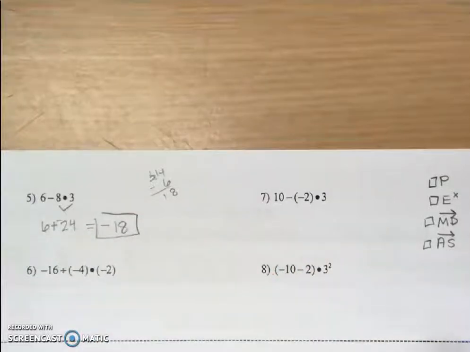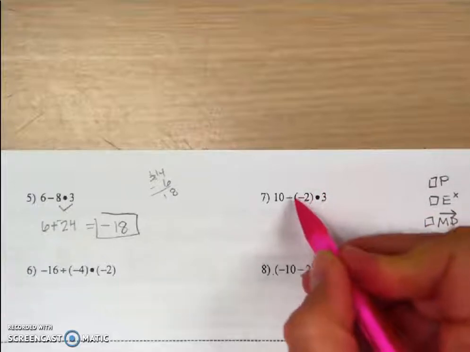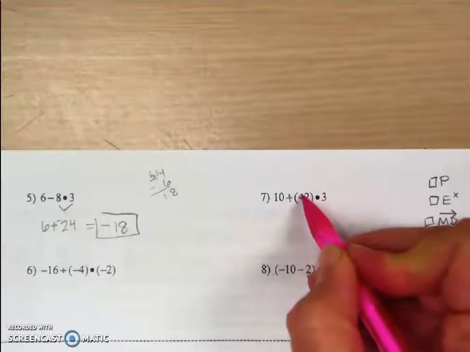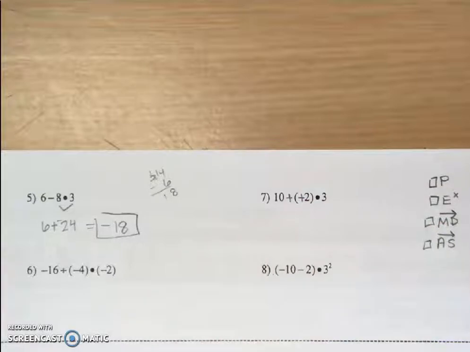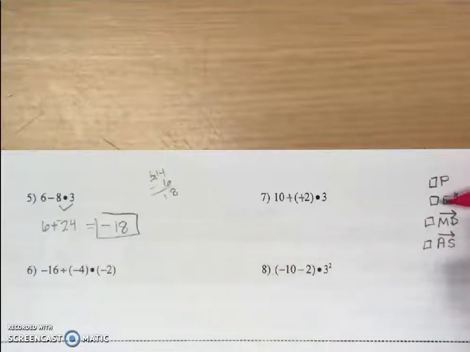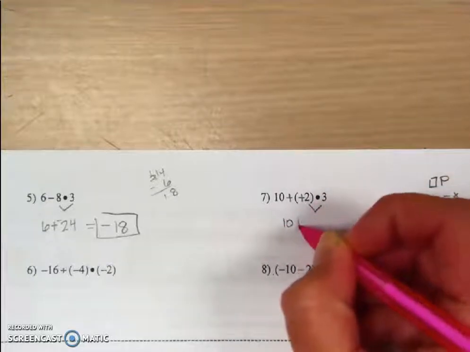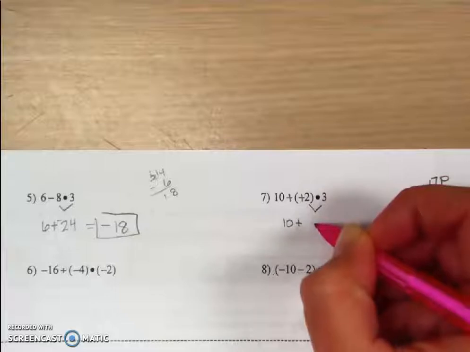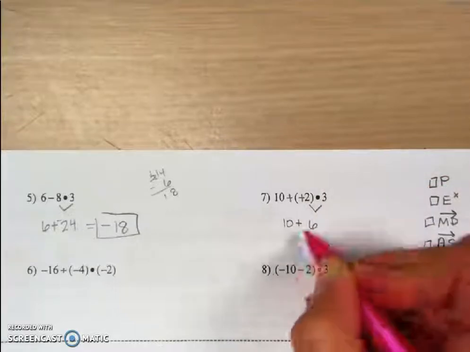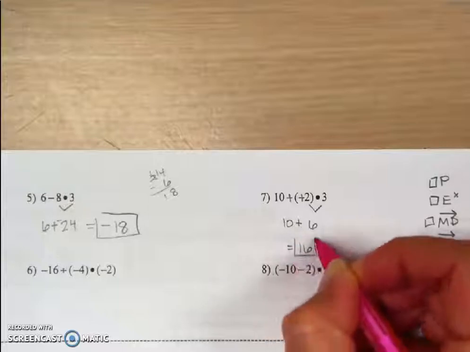Let's go on to number 7. Right here I see minus negative. So before I do anything, I'm going to add the opposite first of all. And then I'm going to look at what I have there. So I have now addition and multiplication. No parentheses, no exponents, but I do have multiplying. So I'm going to multiply first and bring down the rest. 10 plus 2 times 3, which is 6. Now I can finally perform that addition, and my answer is 16.